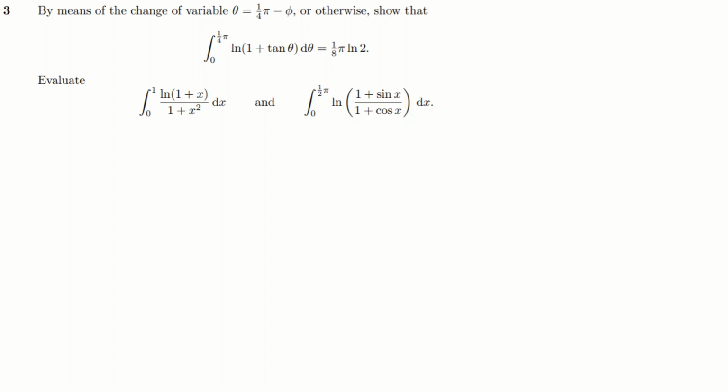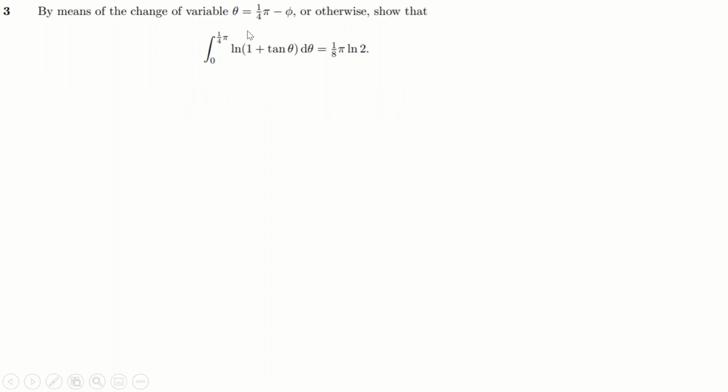Okay, so we're on to the final one then. Step support assignment number 25. And despite the fact that this is integration, I actually really enjoyed this one. This was a nice question. So we're going to start by showing this thing at the top here by doing this substitution.